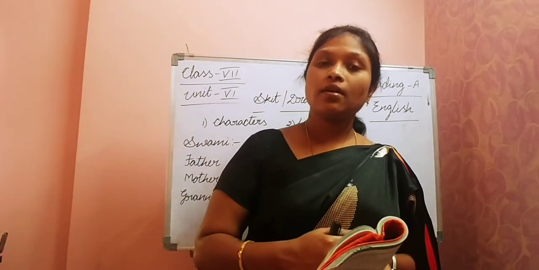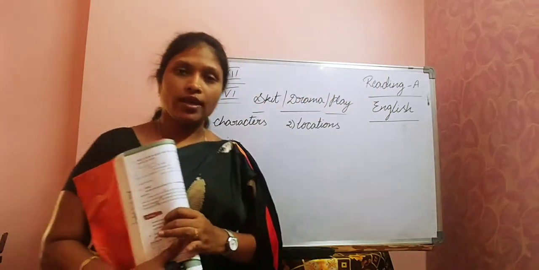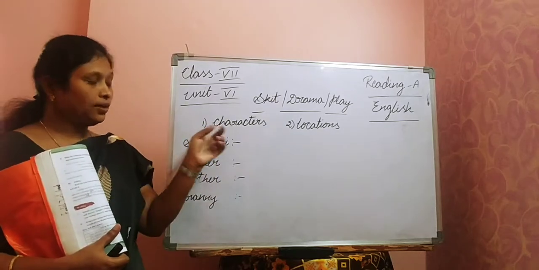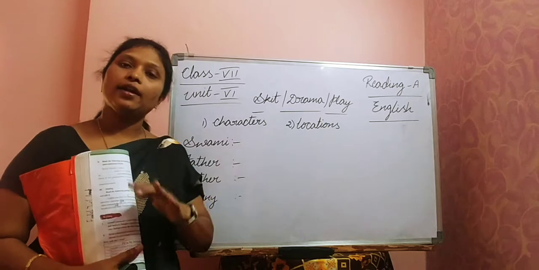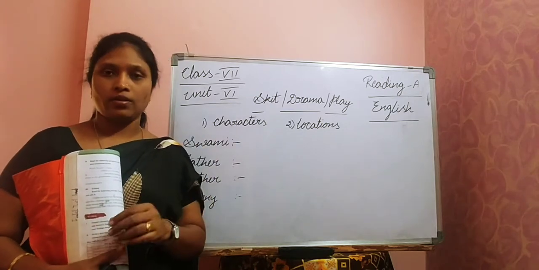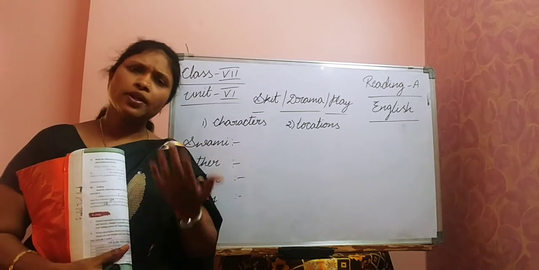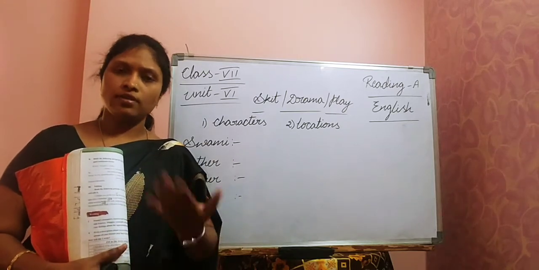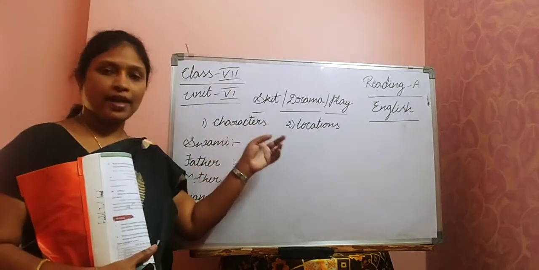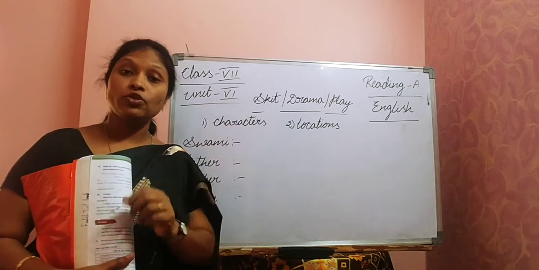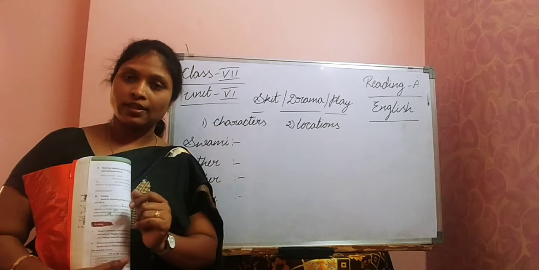So how to write this drama, children? First we need to mention the names of the characters. Keep the heading drama, play or skit, and you can suggest one suitable title also. Actually, in the textbook, the lesson name is given as A Hero, right? You can write any other name which can be suitable. So you can write the title, then write the names of the characters, and you need to mention the locations also. Actually, it was only one location in the lesson, right?